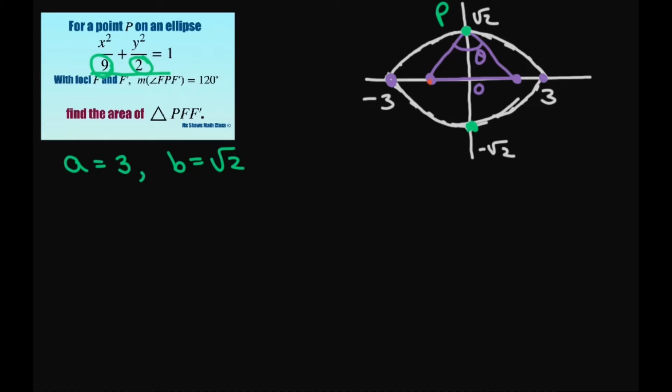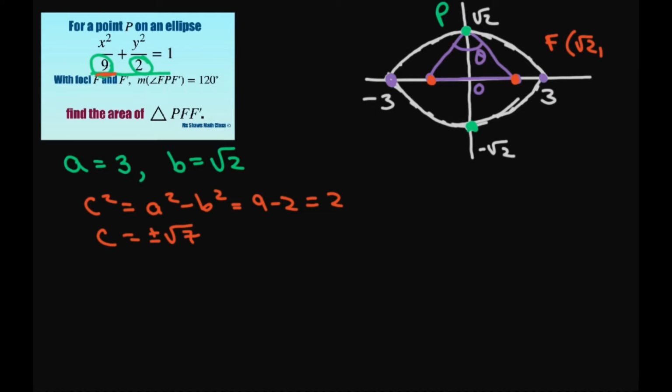All right, so let's find these points here. Our foci are always going to be on the x axis because this is your bigger number here. So for the foci, c squared equals a squared minus b squared. We're just going to take 9 minus 2, which gives you 7. So c is plus or minus square root of 7. I'm just going to write this as your focus F, which is going to be square root of 7, comma 0. And this point here is going to be F prime.